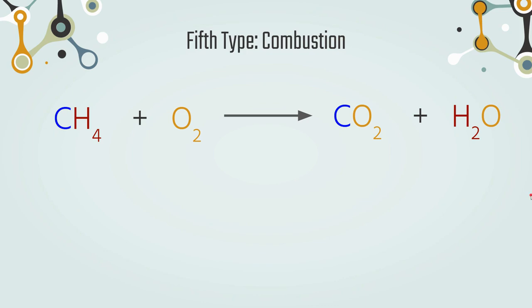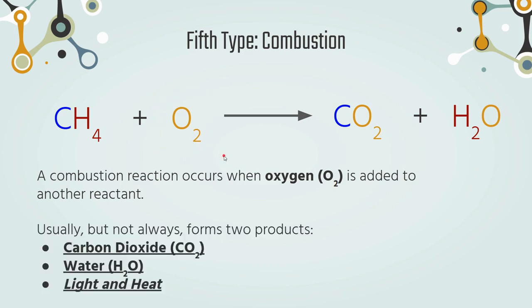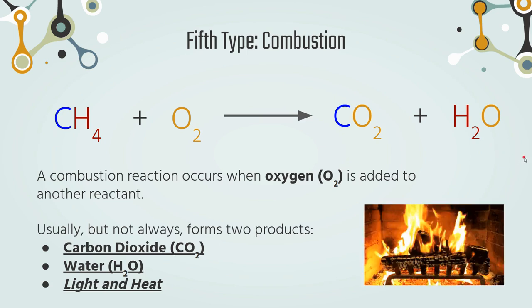And our final type of reaction, our combustion. In this type of reaction, we have a fuel source, such as CH4, combining with oxygen by itself to form CO2 and H2O. The combustion reactions are always when oxygen is by itself as one of the reactants. Oxygen is what causes a combustion reaction. Usually, but not always, we have 2 products, CO2 and H2O. Also, usually light and heat, because combustion reactions, you can think of them as creating fire in some source.